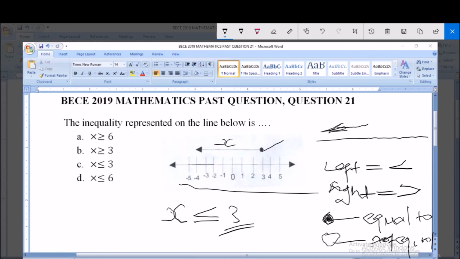Now, which of these options correspond to our answer? Option C here corresponds to our answer, which is x is less than or equal to 3. So therefore C is our correct answer.